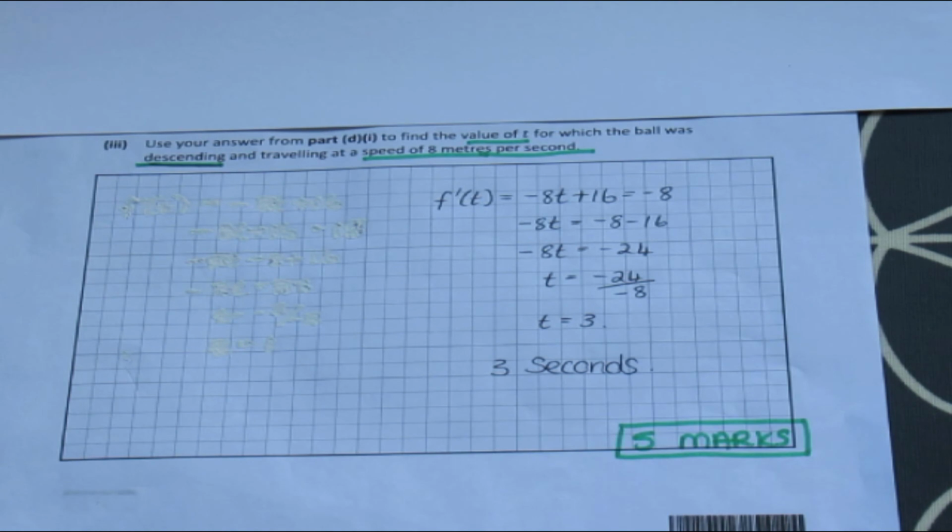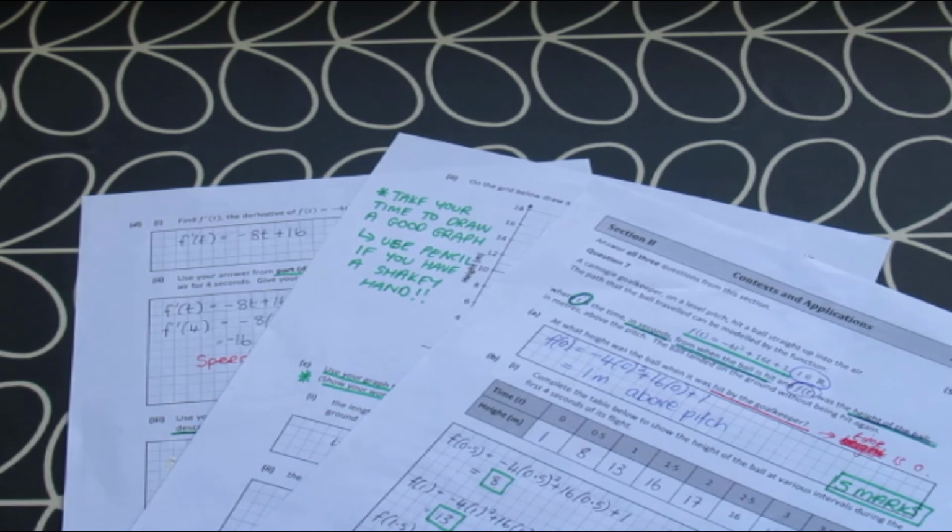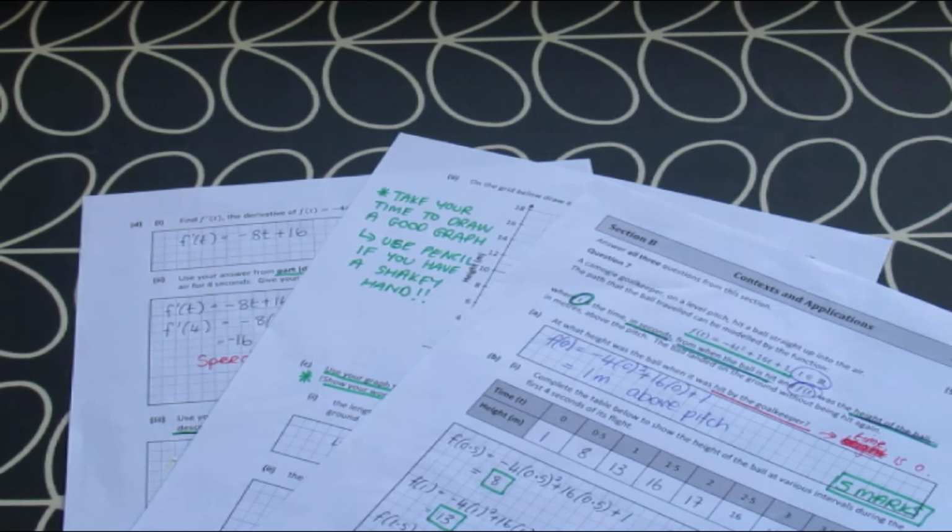I can let my function minus 8t plus 16 equals minus 8, and you simply just solve that equation for t. You do your bit of number crunching there, getting the t on the left and the numbers on the right, and you'll find that t is equal to 3, which means 3 seconds. Ball is descending for 3 seconds. That is the end of the 2019 Leaving Cert Ordinary Level Paper 1 question 7.